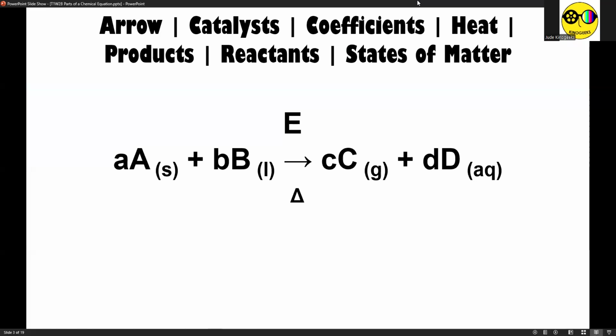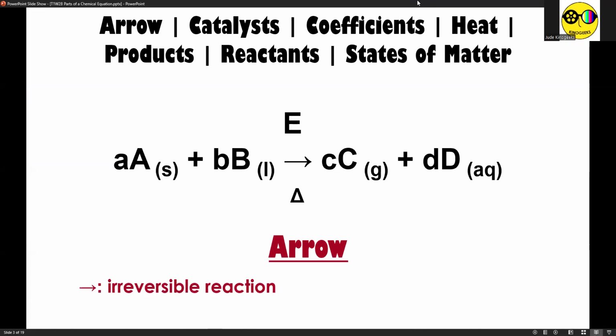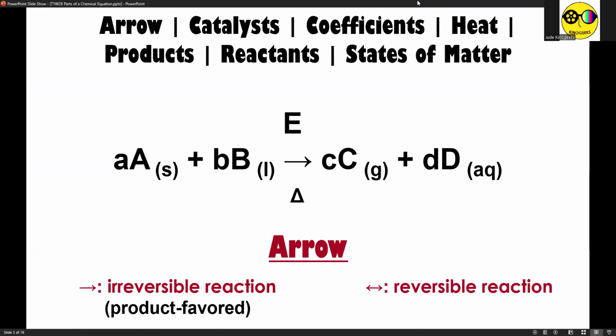We started our discussion with the arrow, and we have two kinds of arrows. So we have an arrow pointing to the right, indicating that the reaction is considered irreversible. It's irreversible, meaning it prefers to form the reagents C and D, making it product favored. On the other hand, if the arrow is double-sided, which is not found on our equation template, then that reaction is considered reversible, meaning it can be product and reactant favored or oriented.